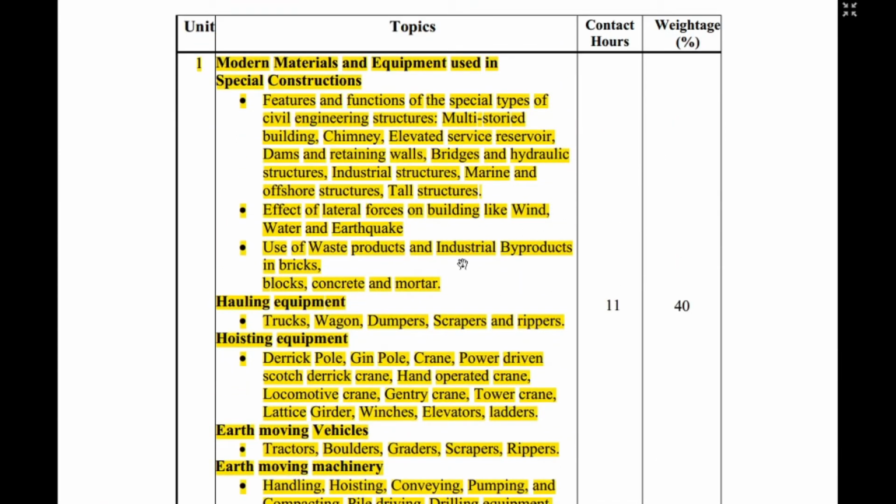It is a very lengthy unit. The weightage of this unit is also very high, 40%. So you need to consider this as an important chapter or important unit.